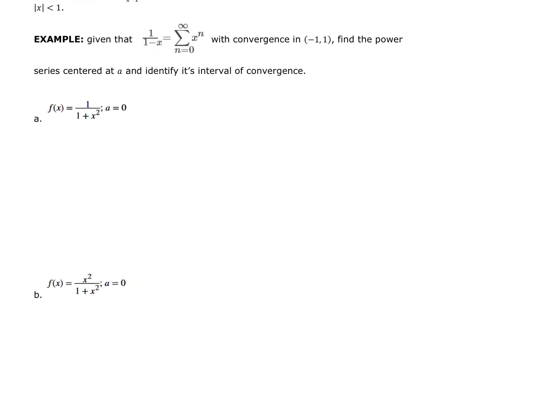Okay, given that 1 over 1 minus x is equal to the summation of n equals 0 to infinity of x to the n, with convergence between -1 and 1, find the power series that is centered at 0 and identify its interval of convergence. So my goal is to get 1 over 1 minus x, and I know it's going to equal the summation of n equals 0 to infinity of x to the n. That's my goal. So I need to make this look like this kind of structure.